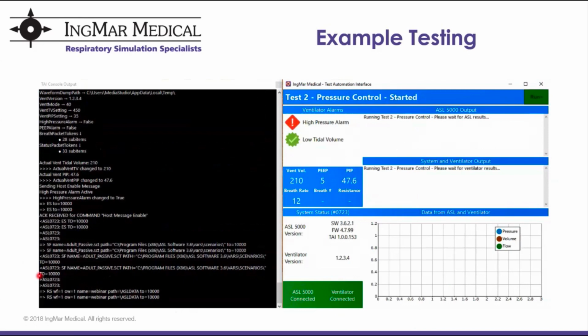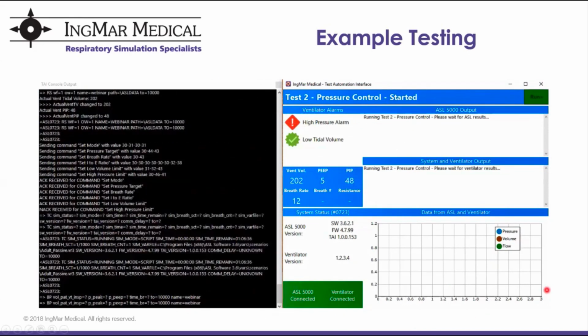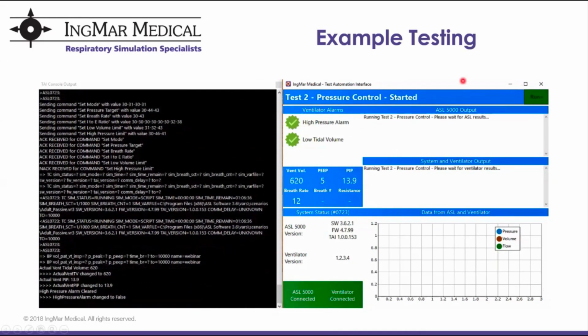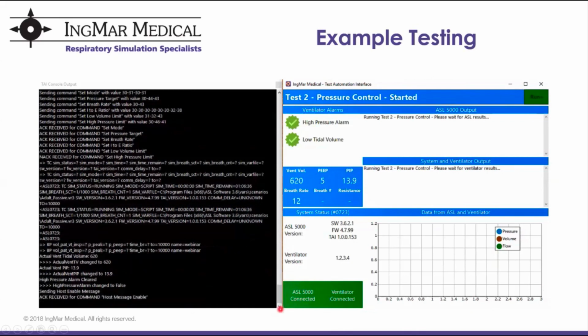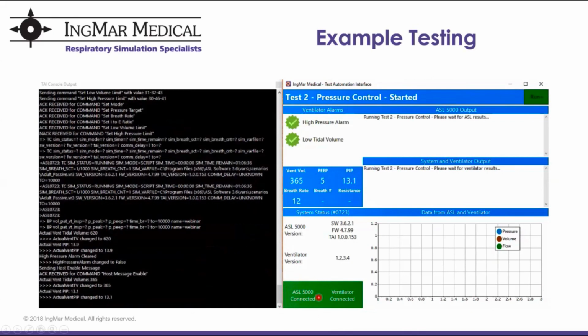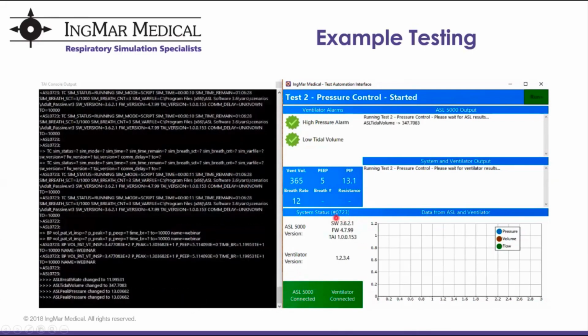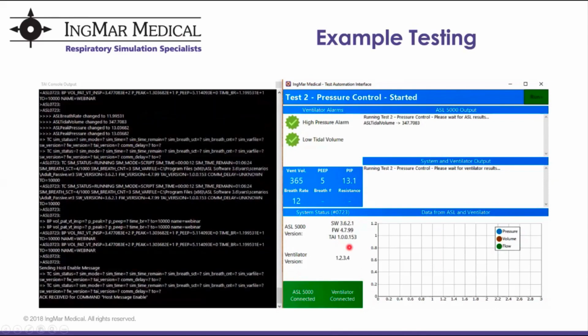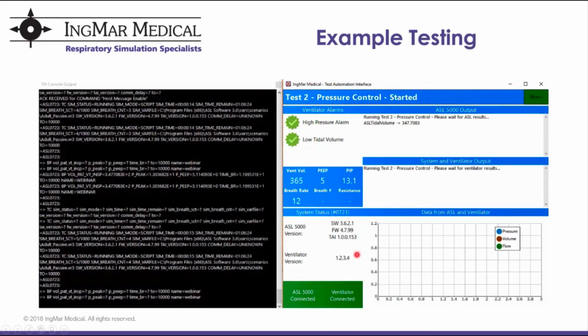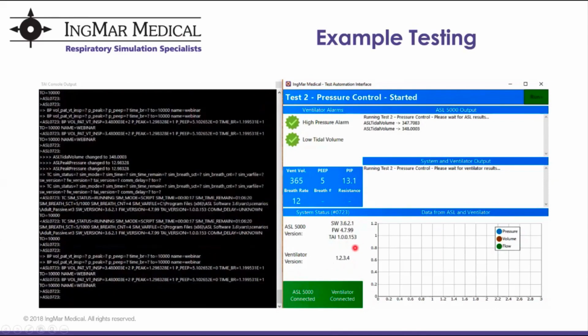On the right of the screen is our GUI, which is compartmentalized for easier feedback. On the bottom left, we have indicators to know we are connected to the ASL lung and to the ventilator. Above this, we're displaying the version information about our software, TAI, and lung firmware, as well as the ventilator information. This comes from the TC or tell condition command.